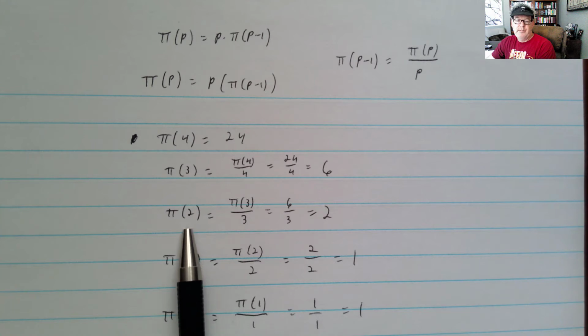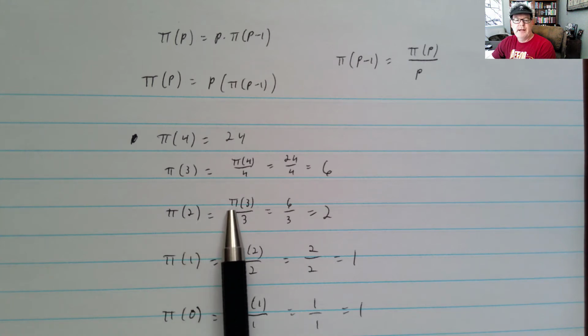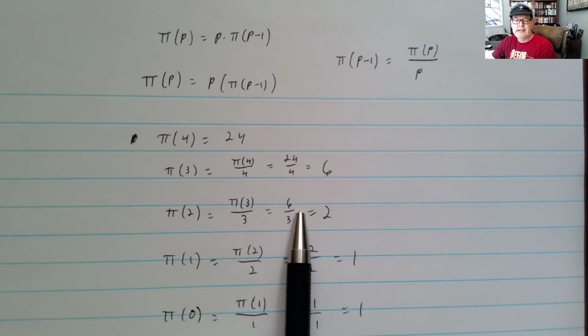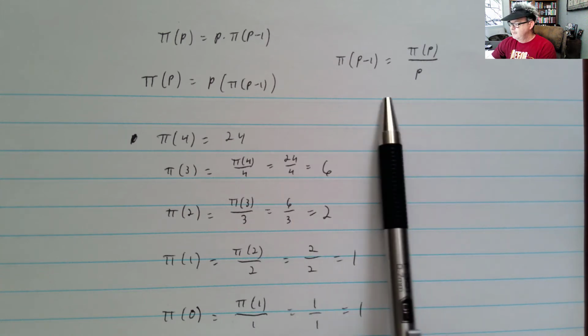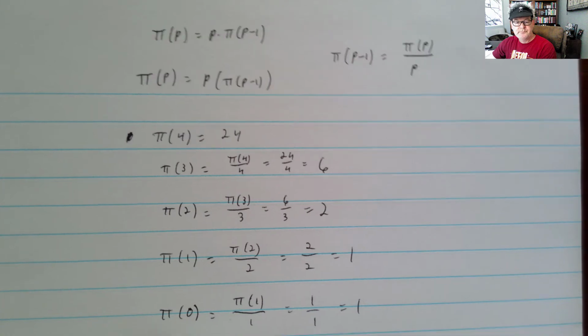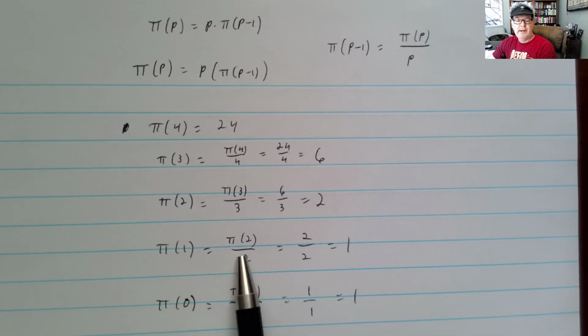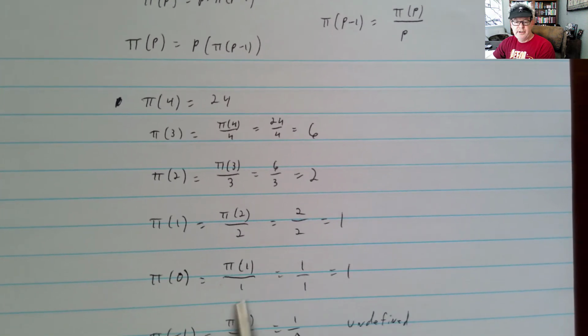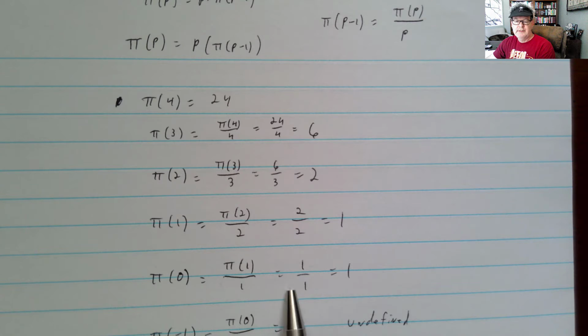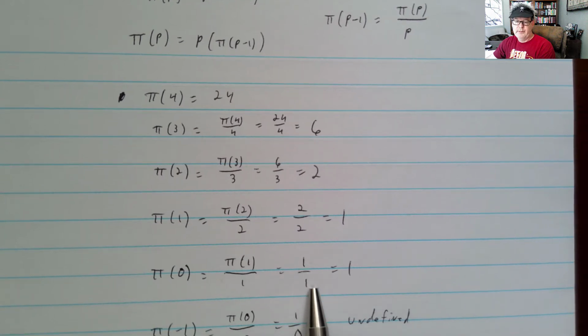And then you could keep going. Pi of 2 is going to be pi of 3 over 3, 6 over 3, which is 2. I'm just using that identity. Pi of 1 would be pi of 2 over 2, which I now know is 2 divided by 2, so that'll be 1. Pi of 0 would be pi of 1 over 1, which I now know is 1 divided by 1. So that's 1.